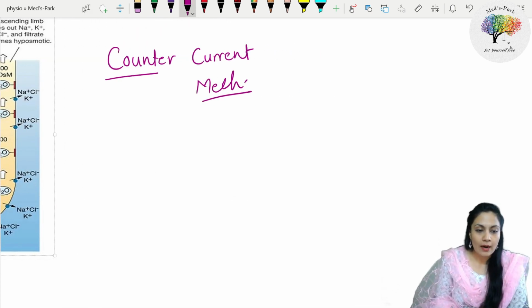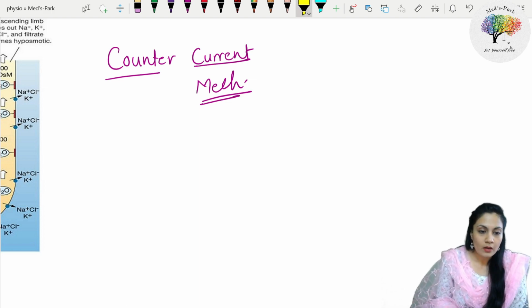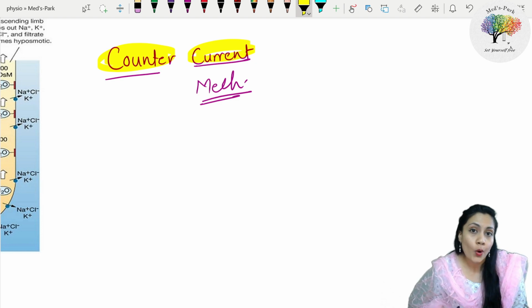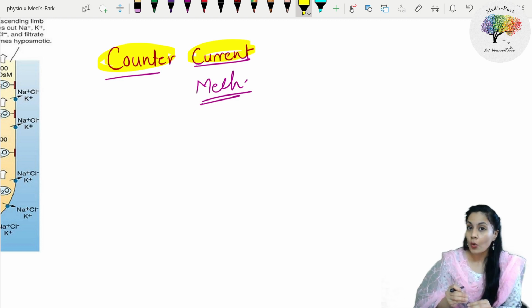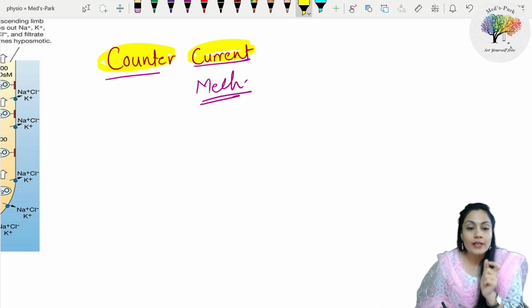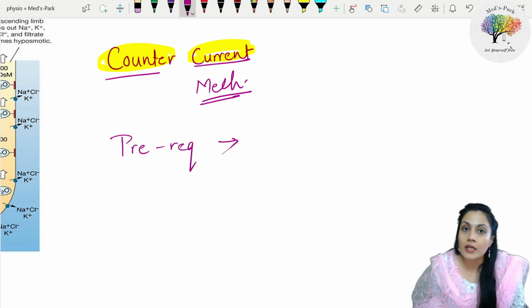Now, when I say countercurrent mechanism, there are two words over here. First is the counter, and second is the current. Current in the body suggests the flow, and counter means opposite. So there is something going in opposite, and that is nothing but the flow, right? So there is a flow in the opposite direction, which is actually causing this mechanism. So let's understand that. First of all, you should know what the prerequisites for this countercurrent mechanism are.